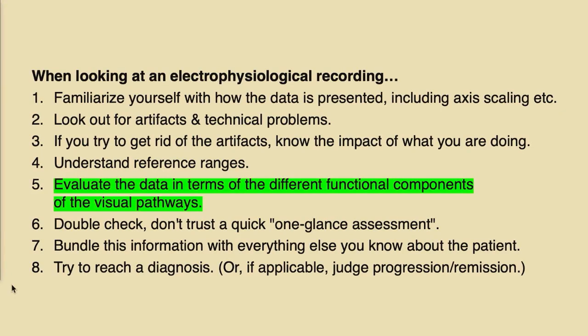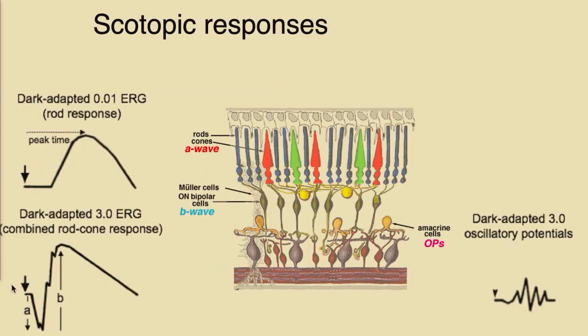Yeah, and then comes that point, kind of the most important point from a clinical perspective: evaluate the data in terms of the different functional components of the visual pathways. We have seen this already. Basically, we have a dark adapted ERG typically as part of the ISCEV standard, which gives us a rod response with a faint flash. This is with a stronger flash, still dark adapted.